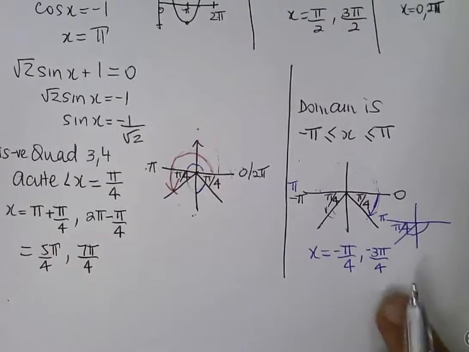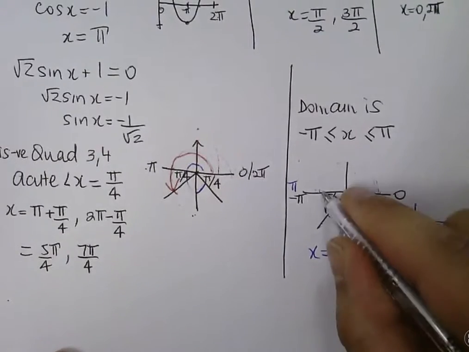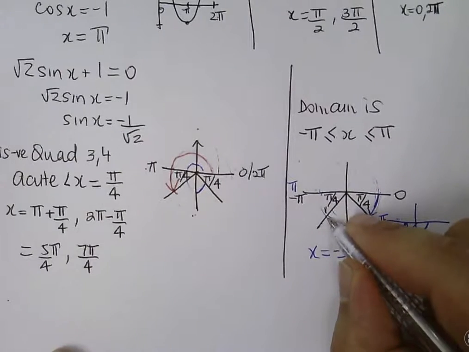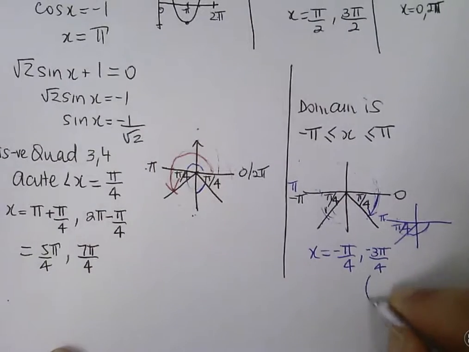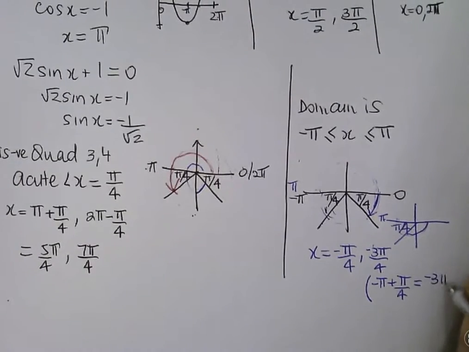Now, if you want to write that negative 3 pi on 4 out another way, it's actually negative pi. Look, negative pi plus pi on 4. Can you see how I got it? So that was really negative pi coming back in the other direction for plus pi on 4 is negative 3 pi on 4.